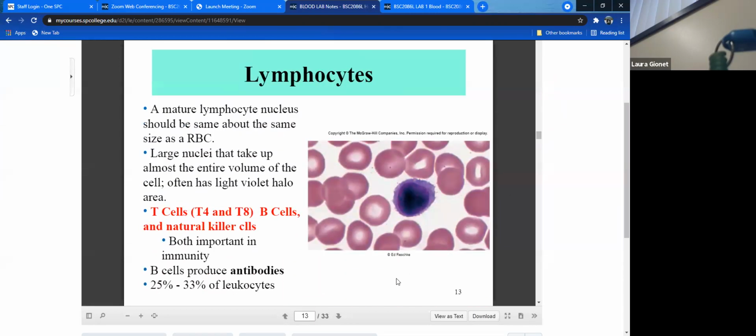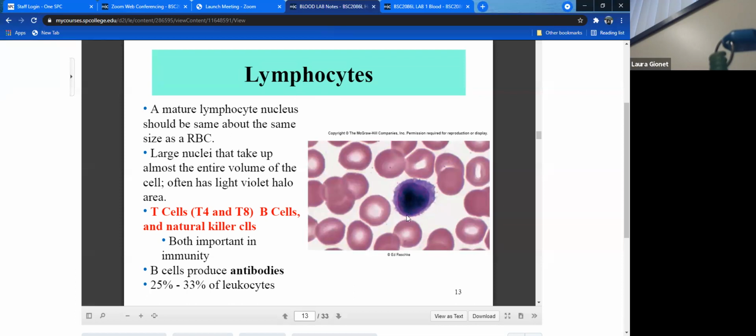Then we have lymphocytes. We have 2 types of lymphocytes: T cells and B cells. Of the T cells, we have what's called T4s and T8s, and then we have the B cells that become plasma cells. And then we also have another class called natural killer cells. They're very active when it comes to cancer cells and being able to combat them. They don't really phagocytize the same way, but they act differently with cancer cells. We'll talk about that when we get to the immune system.